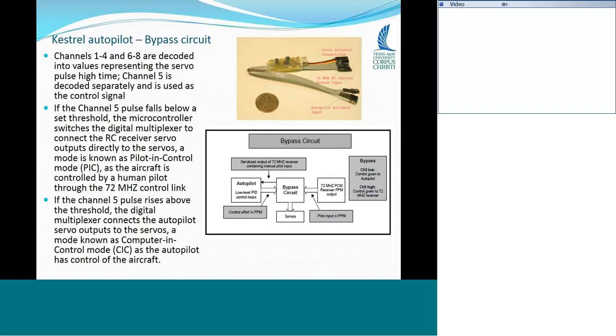All right, so what happens is the bypass circuit is sitting there looking at channel 5, okay, and it's supposed to be high, and typically these digital signals are as high as 5 volts and as low as 1 volt or something like that, okay? So it's sitting there looking at it. As long as it's staying high, as long as it's staying 5 volts, it's saying, okay, everything coming from the autopilot goes to the servos, goes to the control surfaces. But if that signal drops, goes low, then it says, nope, I've got to give control to the guy on the ground, okay?